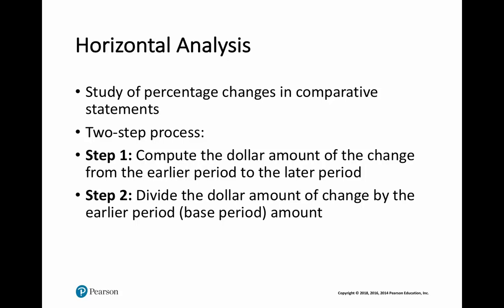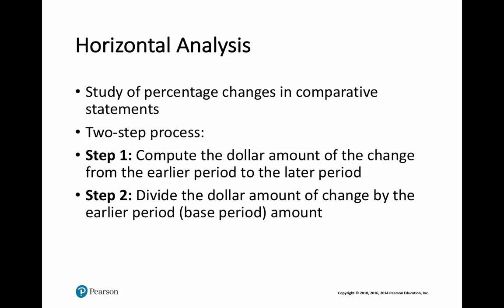And then we divide that change by the earlier period. So we're going to do a calculation. We come up with basically the base year, which is going to be the earlier year. And then we compare it. We find the change. So 2016 to 2017. Did it go up or did it go down? So we find that change. Earlier year minus later year.